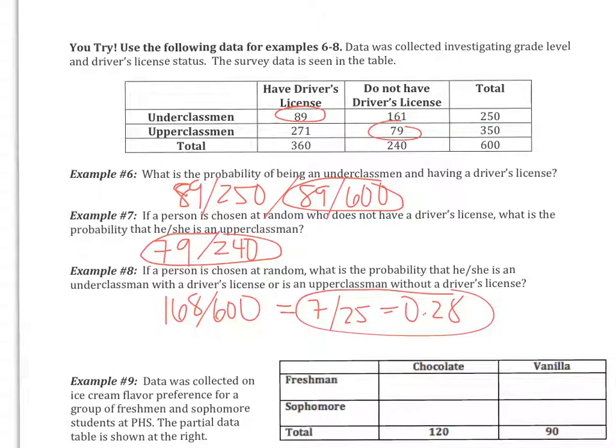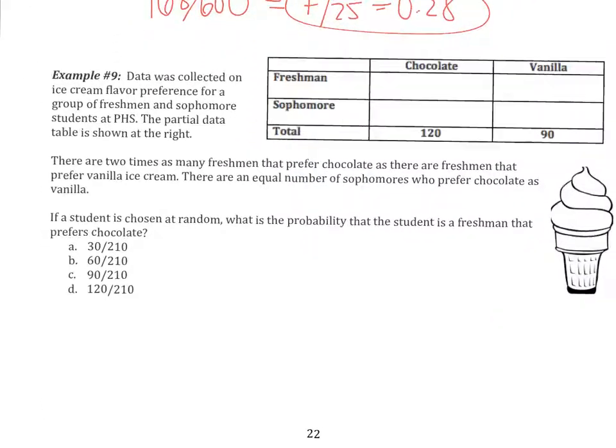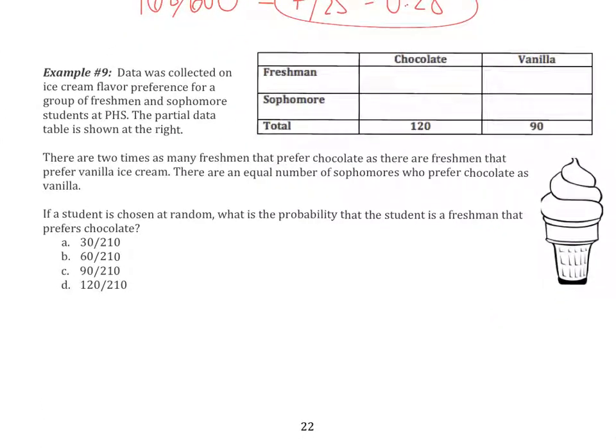Okay, how do we feel about that before moving on? Good. Okay, we're going to do a few more examples together, like example 9. Data was collected on ice cream flavor preference for a group of freshman and sophomore students at PHS. The partial data table is shown at the right. There are 2 times as many freshmen that prefer chocolate as there are freshmen that prefer vanilla. There are an equal number of sophomores who prefer chocolate as vanilla. If a student is chosen at random, what is the probability that the student is a freshman that prefers chocolate?